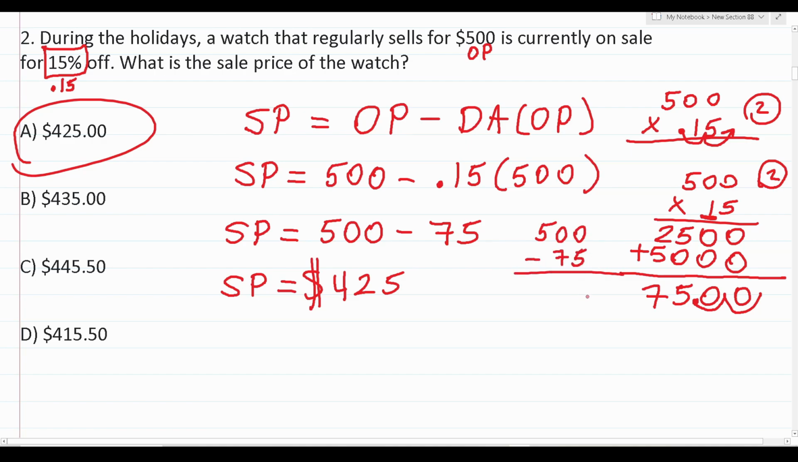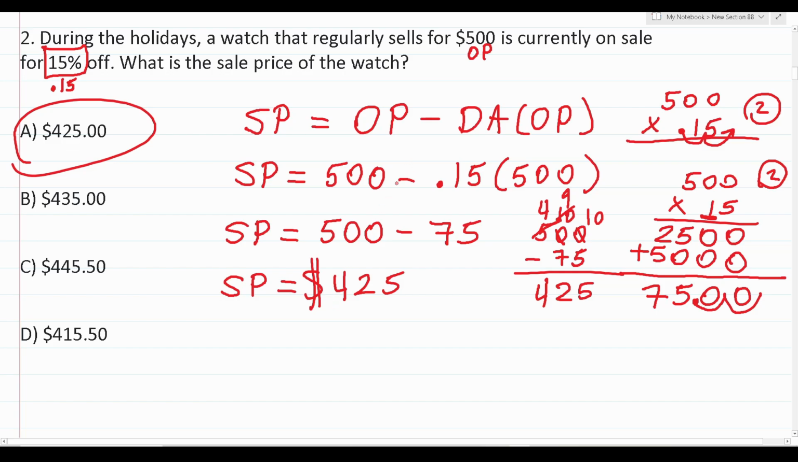Okay, we're doing 0 minus 5, which we can't do, so we're going to have to borrow to the left. There's a 0 there, so we can't borrow from that, so we're going to have to borrow one more time from this 5. This will become 4. This will become 10. Now we can borrow from the left. This will become 9. This will become 10. 10 minus 5 is 5. 9 minus 7 is 2. And 4 minus nothing is 4. Okay, so that's how we got $425.